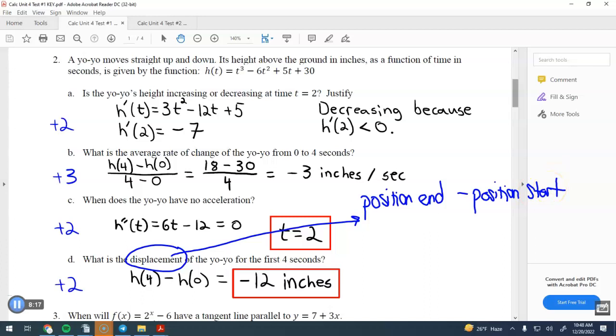So it's not distance traveled. This particle might have ended up going back 12 inches. I might have gone forward 100 inches and then back 112. I don't know. I just know that at the end, I was 12 units less than I was at the beginning. So you just plug in: S of end minus S of beginning. And then you solve that.